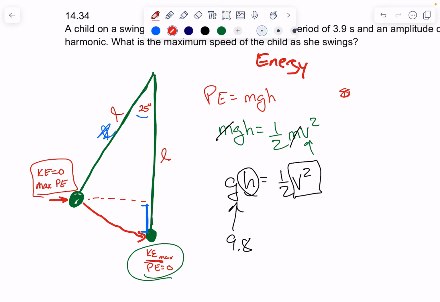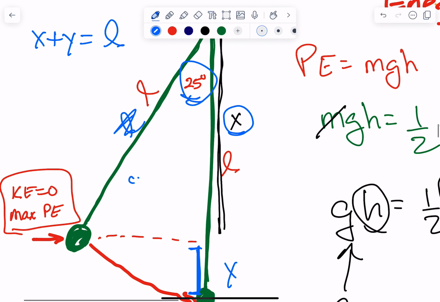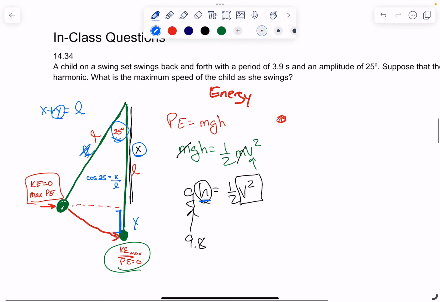So what I can do is, I need a new color, black. I want to find the length of this line. I can do this because I've now drawn a right triangle. You see that? We'll call this x, and we'll call this y. And x plus y equals L, right? And I can find x using SOHCAHTOA, assuming I know L. If this is 25 degrees, I can say the cosine of 25 degrees is equal to the adjacent x over L. And if I find L, I can find x, and then L minus x is y, and y will be my height over here. So how do I find L?